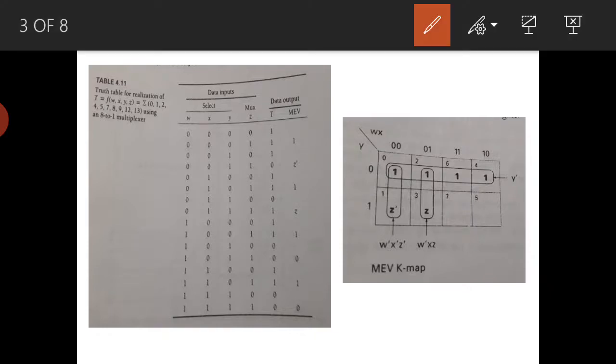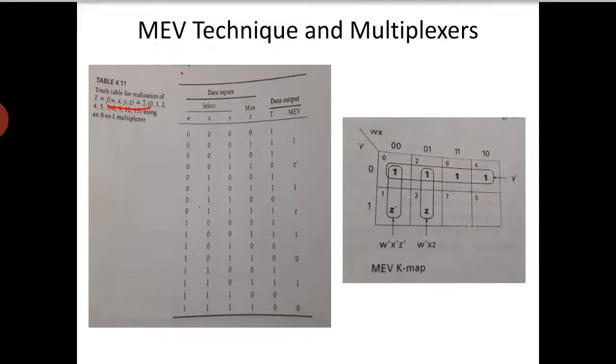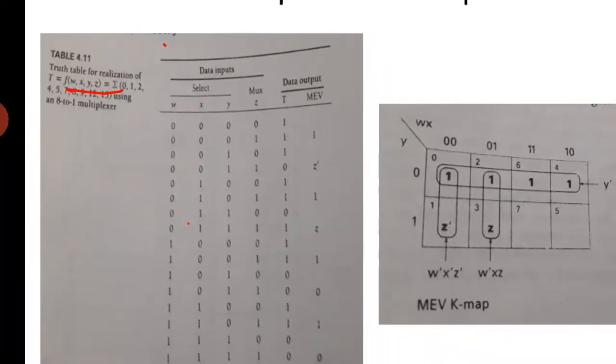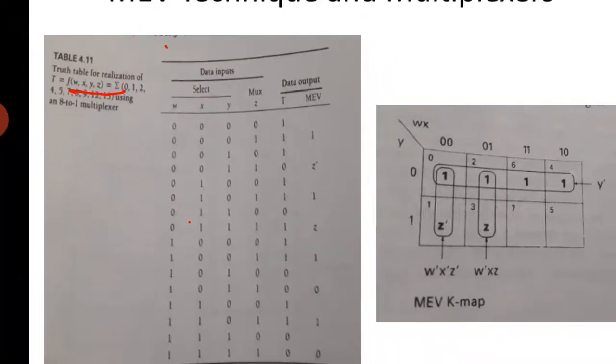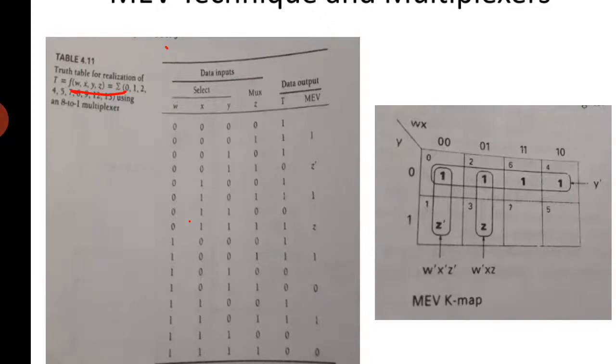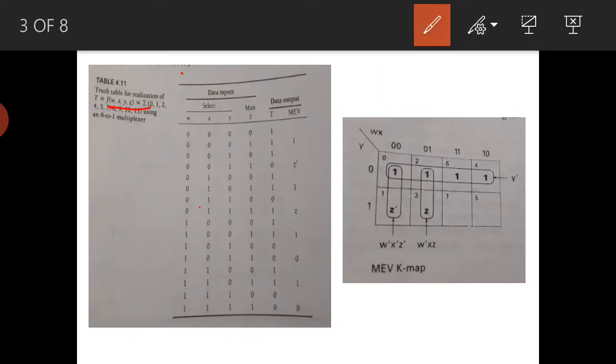In this problem we have 4 variables: w, x, y, z. The values are 0, 1, 2, 4, 5, 7, 8, 9, 12, 13. So there are around 10 values. There is one more option.